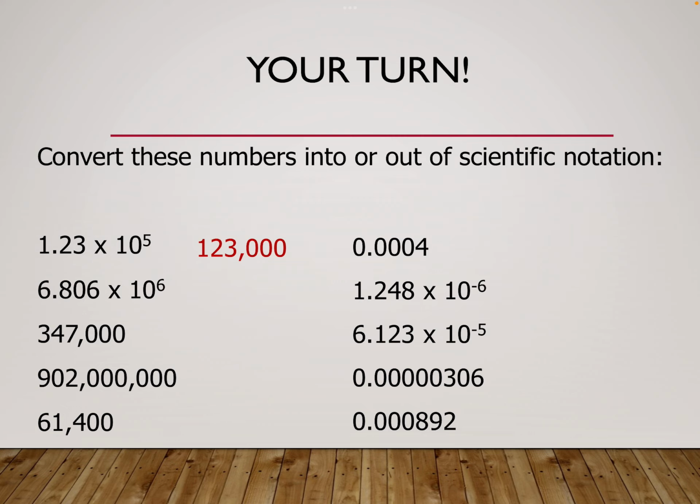Alrighty, let's do the first one. So this is times 10 to the 5th, so that tells us it's a very, very large number. So again, we're going to take our 1.23 and we're going to move the decimal 5 times to make it a large number. 1, 2, 3, 4, 5. So we're going to fill in our zeros, and there you go.